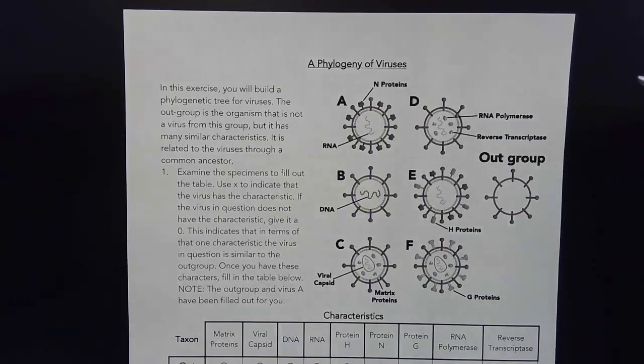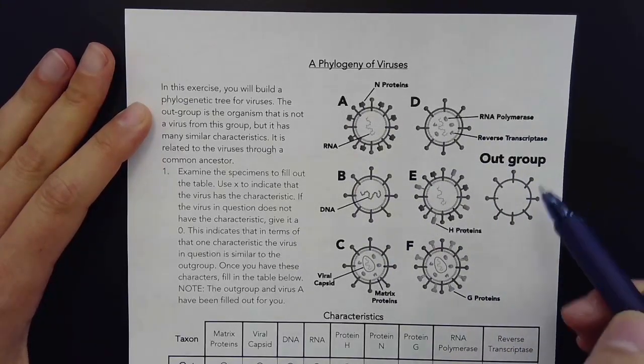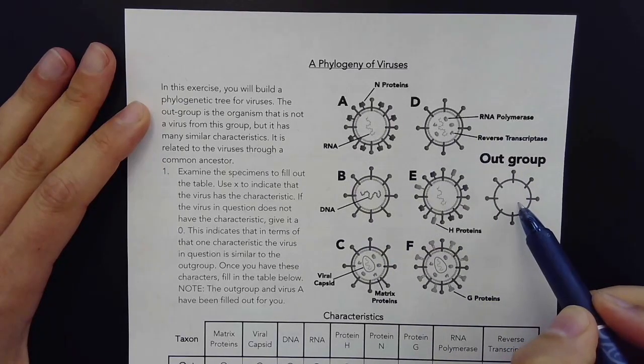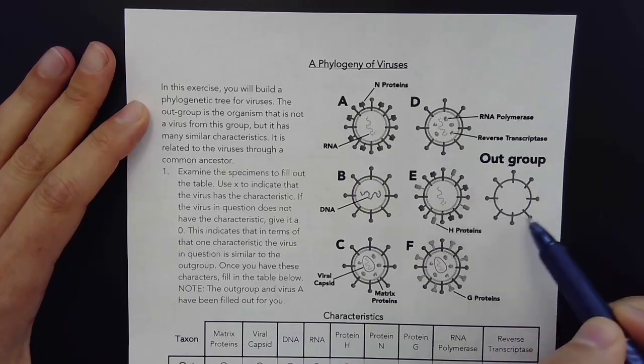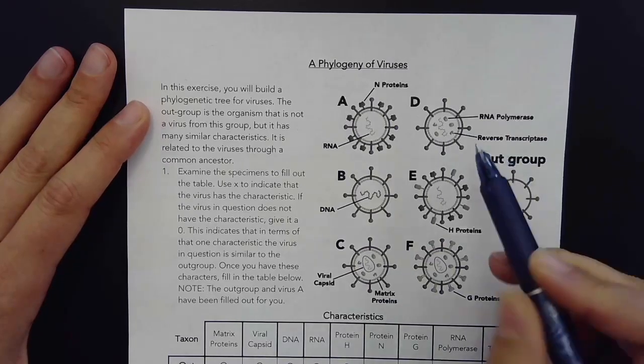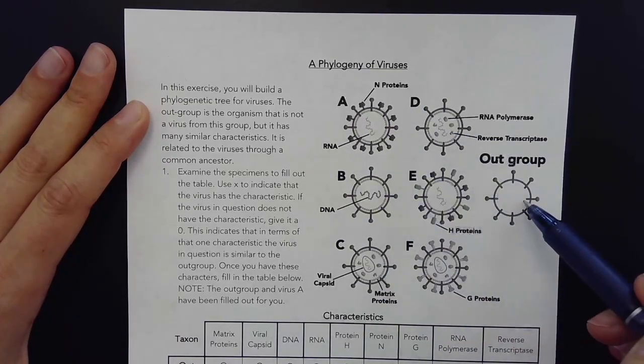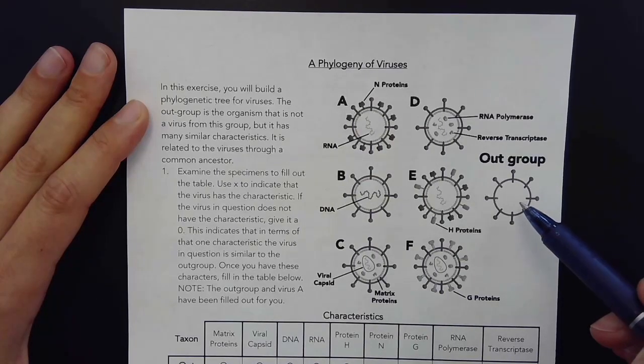So for this activity, you're going to make a phylogenetic tree for the viruses that we have here. And the first thing that you need to notice is that we have an outgroup. An outgroup is something that is closely related to all of the viruses that we have, but it's not actually going to have any of the characteristics of those viruses.